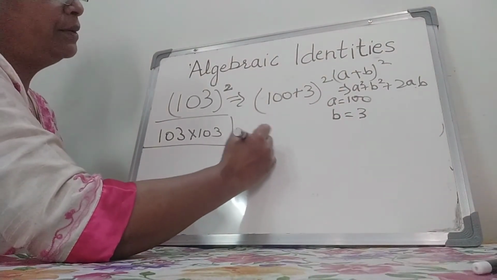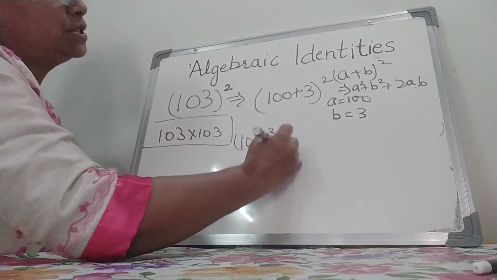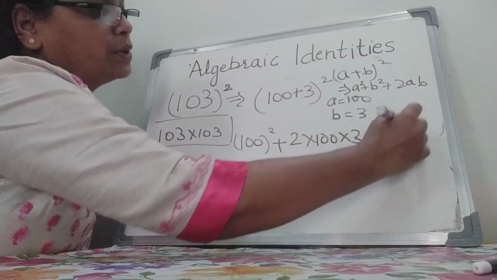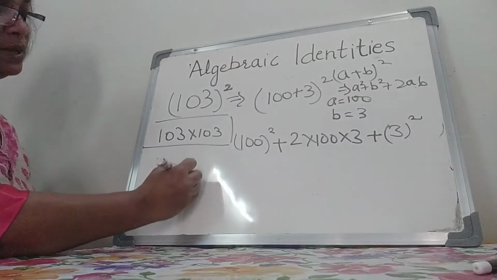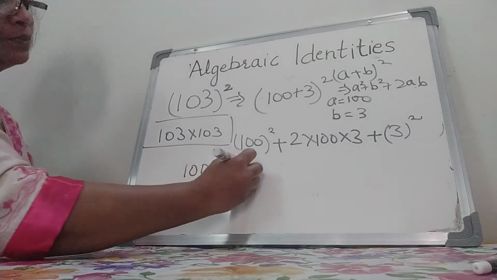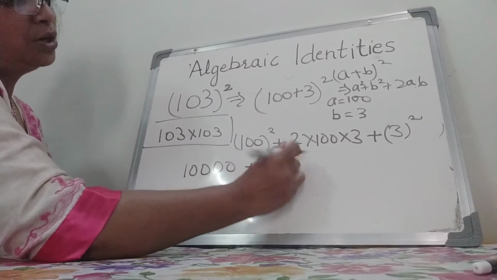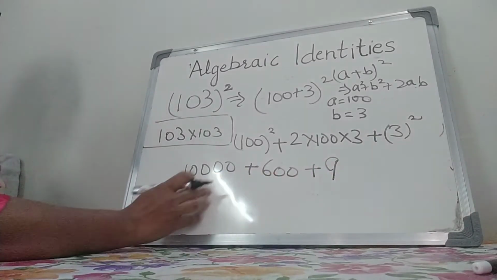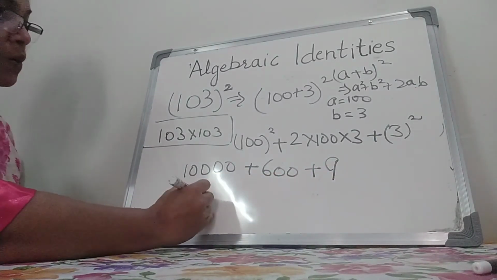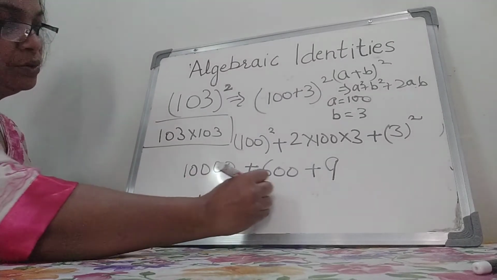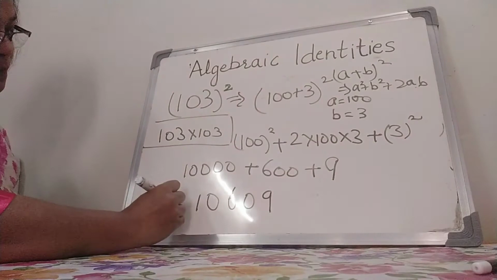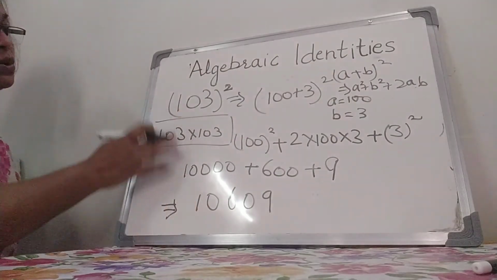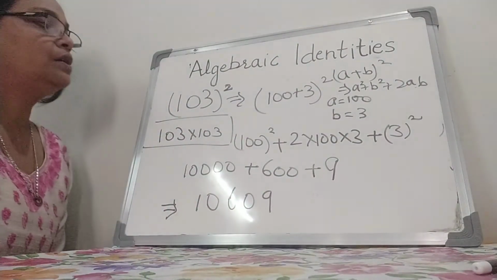So 100 square plus 2 into a, meaning 100, into b, 3, plus b square, meaning 3 square. 100 square will be 10,000, plus 600, which is 2 into 100 into 3, plus 3 square is 9. Now we'll add all these three numbers. What we'll get? 10609. So the square of 103 will be 10609. This is how we use an identity in problem solving.